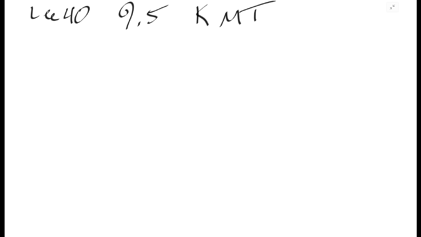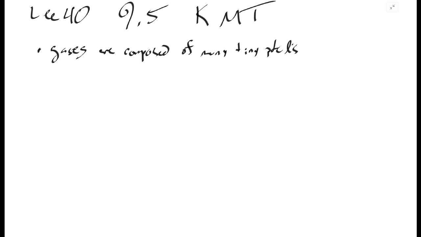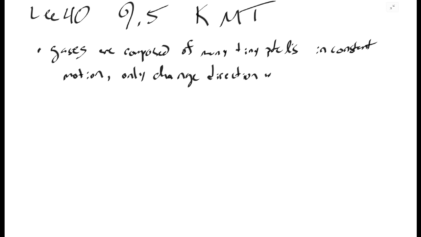So, talking about gases, KMT tells us that gases are composed of many tiny particles. Now that should come as no surprise. In constant motion. And they never stop moving. And they're moving in straight lines. Okay, so they only change direction when they collide, either with one another or with a wall.